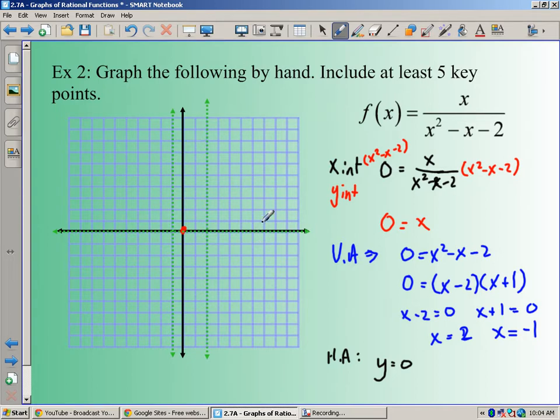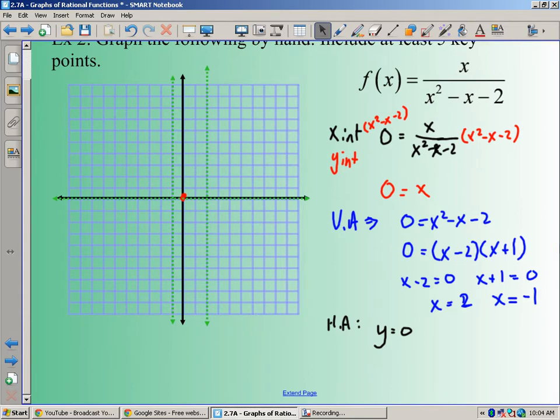So we're going to take our key points here. We're going to set up a t-table and pick some points and figure out what's going on with this graph. I want to know whether this graph is going down or going up. So I'm going to pick two of my points in the middle: x is negative a half and x is positive 1. I already know what 0 is, so I'm not going to bother with that one. That will give me the middle part.